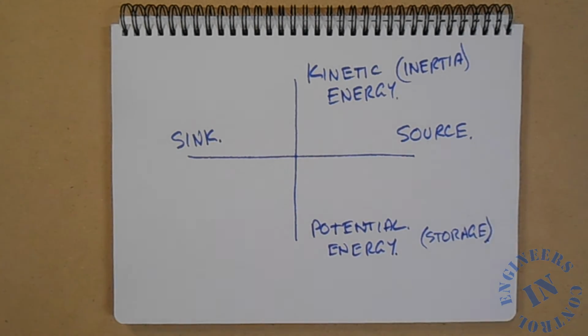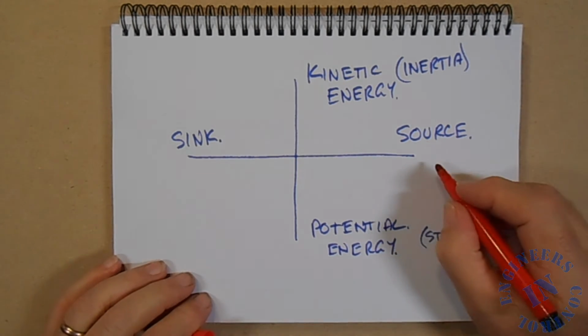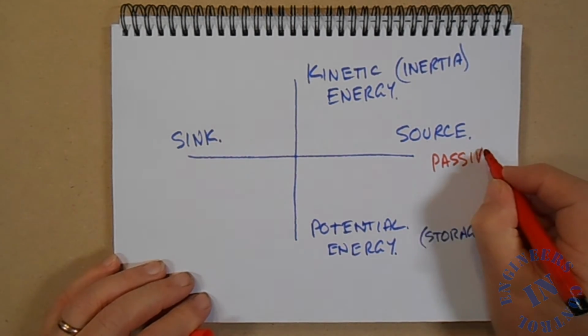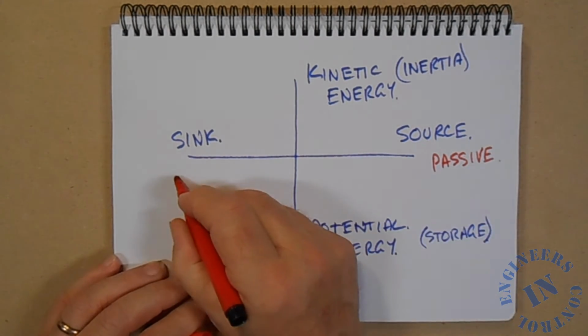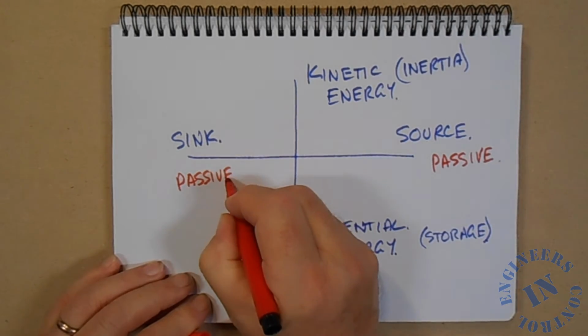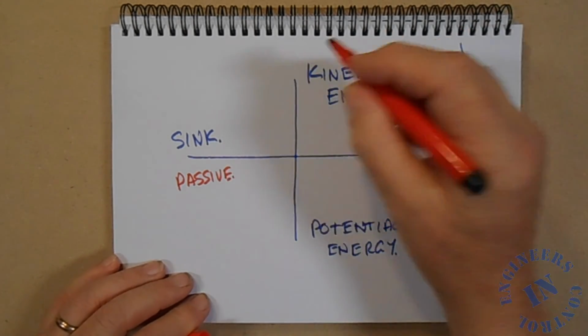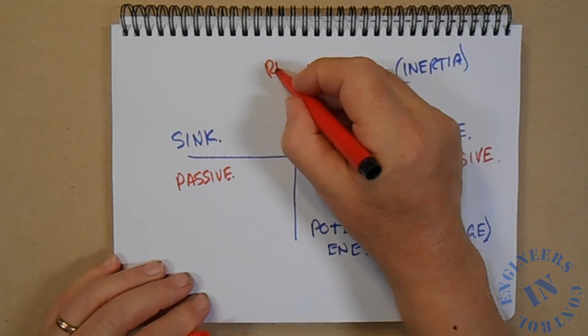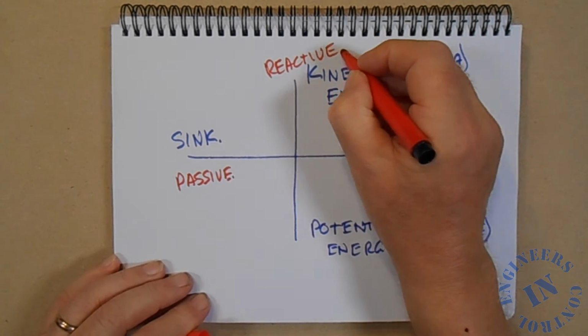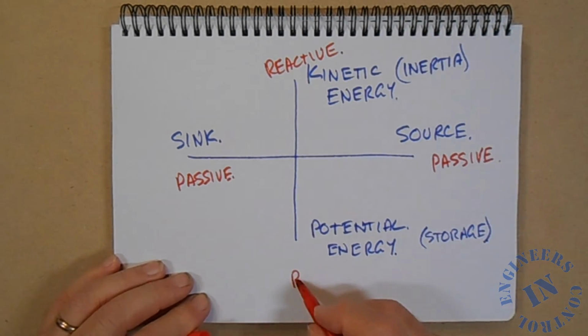Now, it's important to recognise that the source of energy is passive, and that's passive too. The sink of energy is passive. A resistor in electrical terms. We call these reactive. Kinetic energy is reactive, and potential energy is reactive.